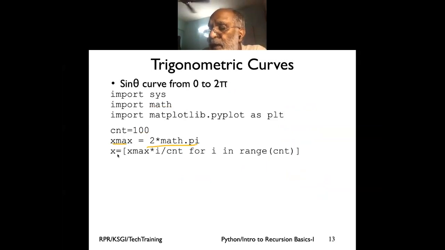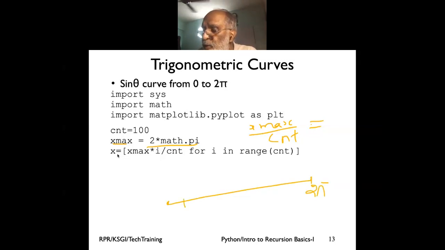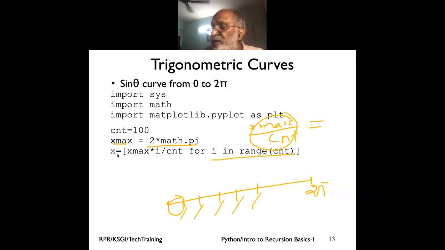And then I'm saying I need to draw 100 points. So x max divided by CNT gives me the gap between each point. Starting from 0 to 2 pi, I need 100 points, so I divide by that CNT and I get this gap. Since I is going from 0 to 100, I'll keep getting points: first point, second point, third point, fourth point, all in terms of radians.